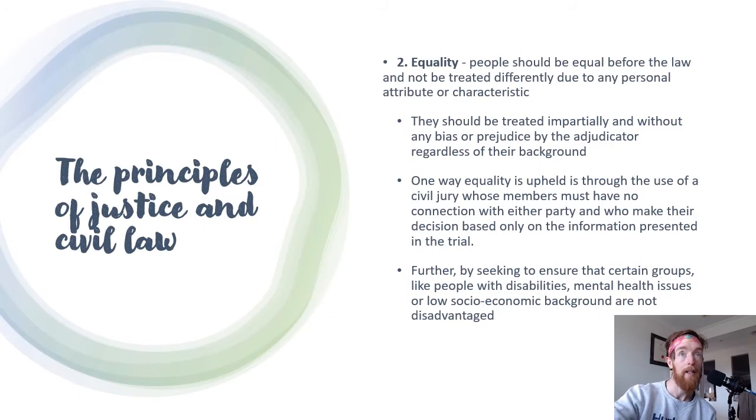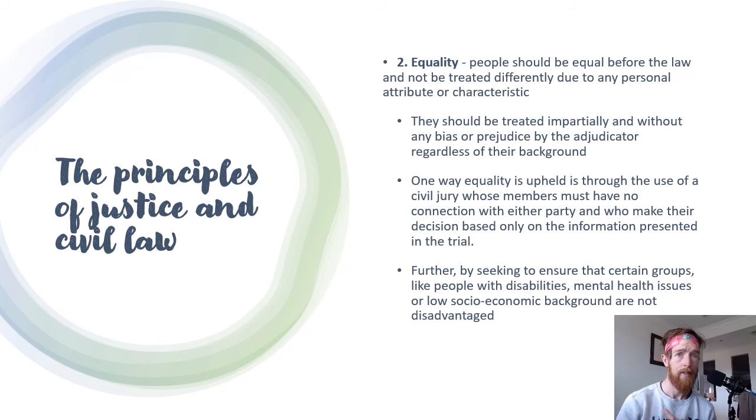Then we have equality. So equality means that people should be equal before the law and not treated differently due to any personal attribute or characteristic. They should be treated impartially without any bias or prejudice by the adjudicator, regardless of their background. One way equality is to be upheld is through the use of a civil jury, whose members must have no connection with either party and who make a decision based only on the information presented in the trial.